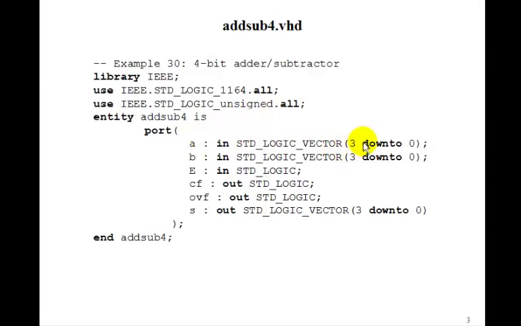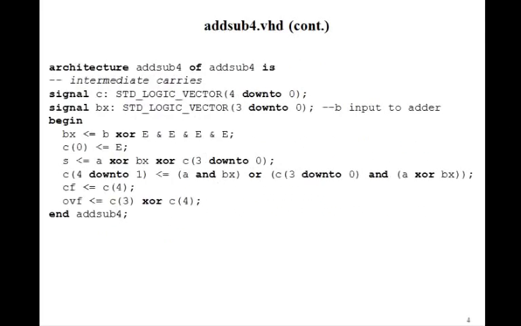A is an input 3 down to 0, B is an input 3 down to 0, E is in, and the carry flag and the overflow flag are out, and S is out 3 down to 0. So this is similar to what we had for our 4-bit adder.